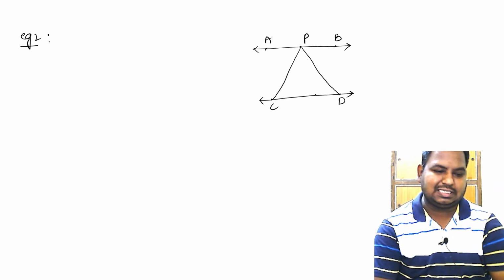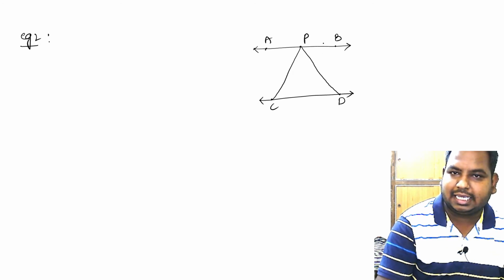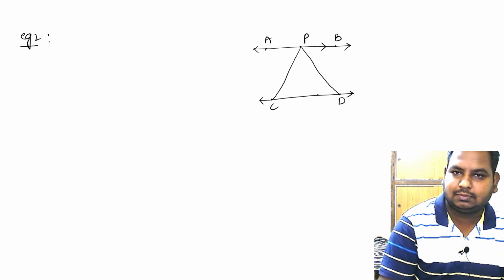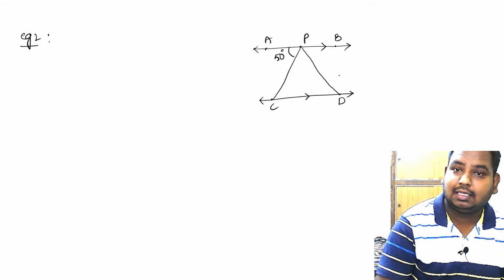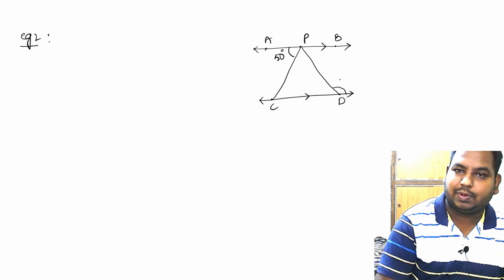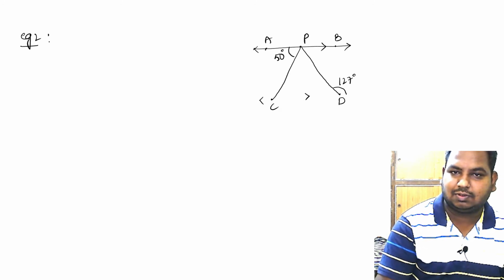Chalo, we are successful. Here AB is parallel to CD and this angle is 50 degrees. This angle is 127 degrees. Let me write properly. Oh, complete, everything has gone.